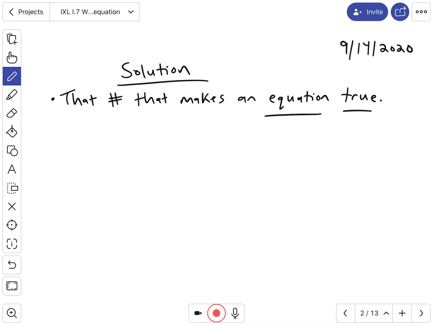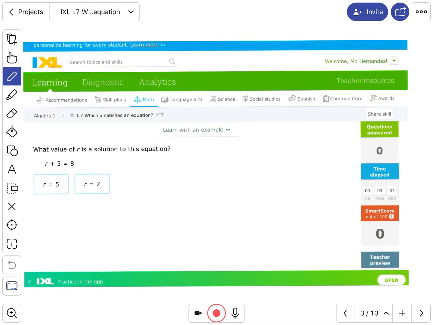So you could continue to take notes on this, or you could skip to a part that is trickier for you. But what value here will make this a solution to the equation? So that means you want it to be true. So if you plug in 5 into R, is that going to make it true? If you replace R with 5 or with 7, which one of these is going to make it true? Well, you could test it out.